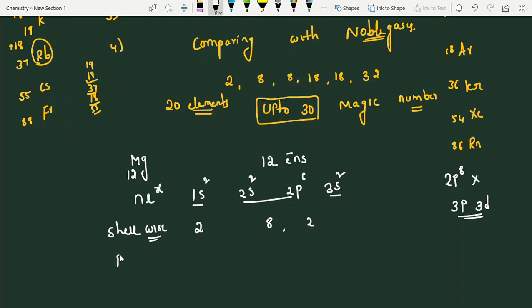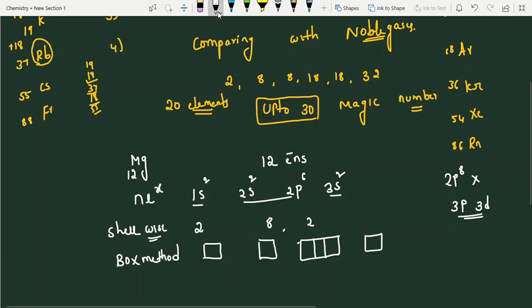Now next one. What is the next method? Yes, box method. It is very easy after you learn the rules. S means how many boxes I said in the previous video? 1 box. P means how many boxes? Yes, 3 boxes, right? So what about 3s? S means wherever S, 1 box only. Now fill the electrons, students, here also. You know the capacity, you know the rules, Pauli's exclusion principle, Hund's rule, right?